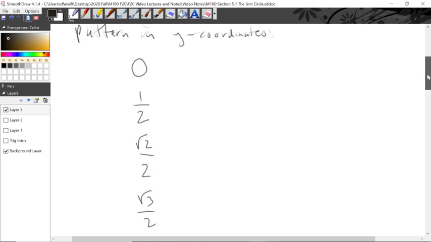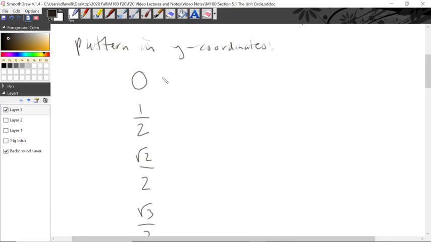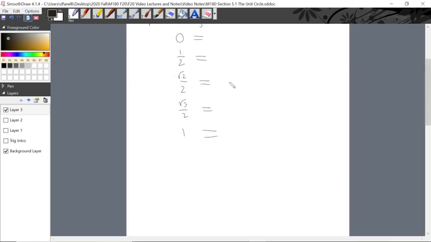So here's a way you can remember this pattern. You can express each of these as some quantity first over the denominator of 2. For instance, 0 can be written as 0 over 2. 1/2 is already 1 over 2. Root 2 over 2 is already something over 2. Root 3 over 2 is already something over 2. And 1 would equal 2 over 2.